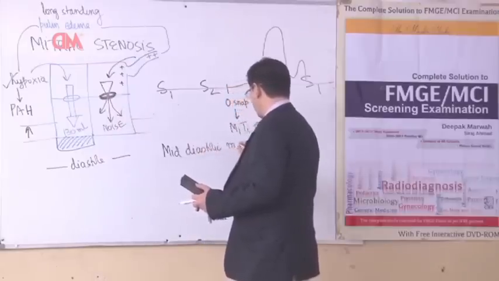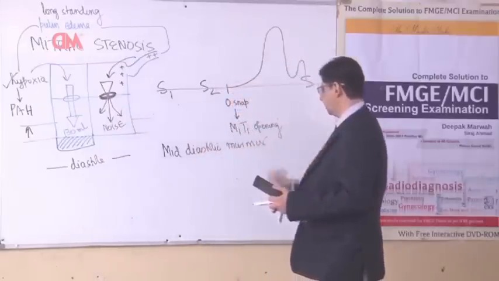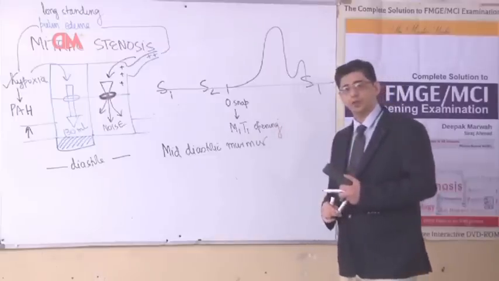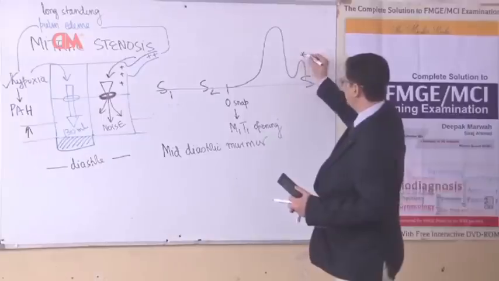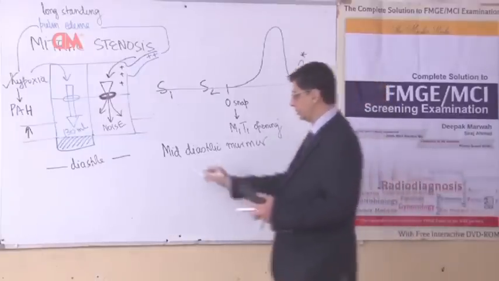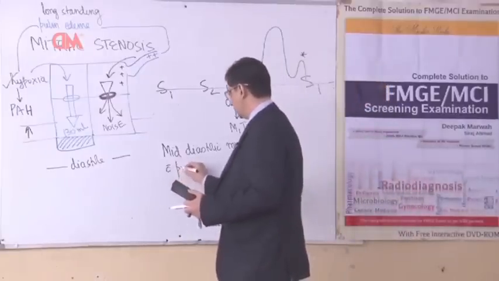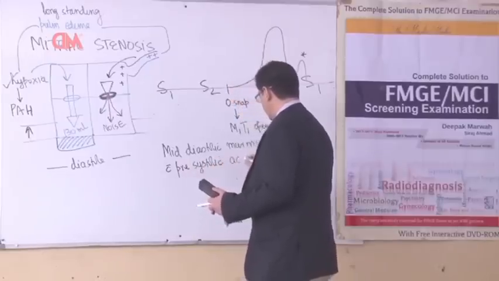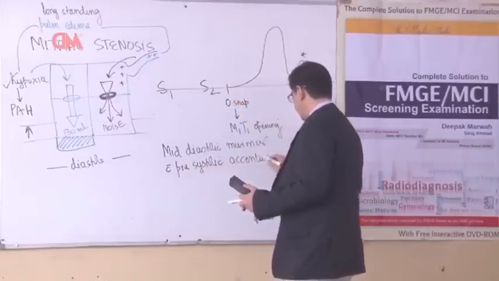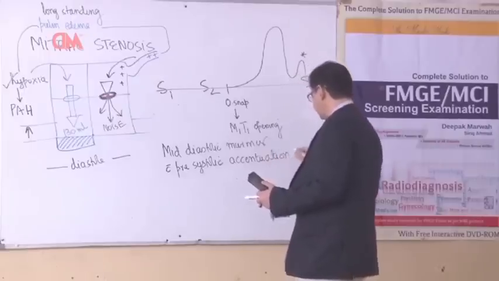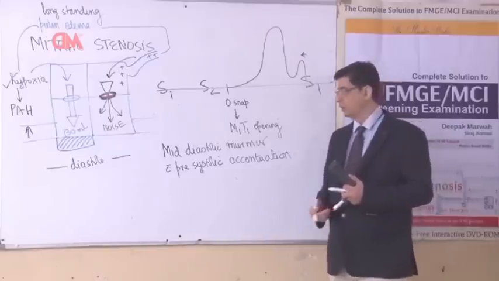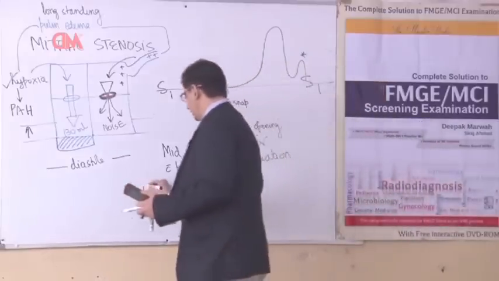It is called a mid-diastolic murmur not because it begins from the opening snap. It is called mid-diastolic because it is peaking in the middle of diastole. And then you can see this small secondary spike. This small secondary spike that is seen in the murmur is known as pre-systolic accentuation. So you need to remember that the murmur of mitral stenosis is a mid-diastolic murmur with a pre-systolic accentuation.